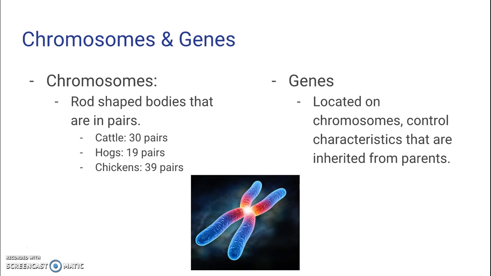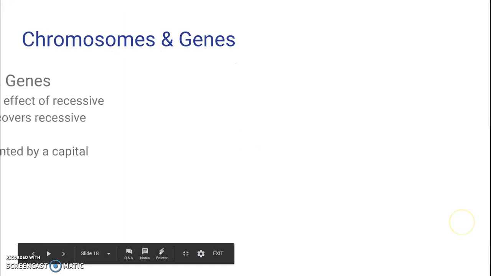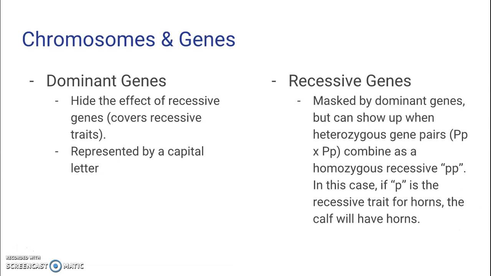Genes are genetic material that are located on chromosomes, and genes are what actually controls the characteristics that are inherited from parents. There are two different types of genes: dominant genes and recessive genes. In a gene pair on a chromosome, you will have either dominant or recessive genes. The dominant ones will hide the effect of the recessive genes, so they'll cover up recessive traits.